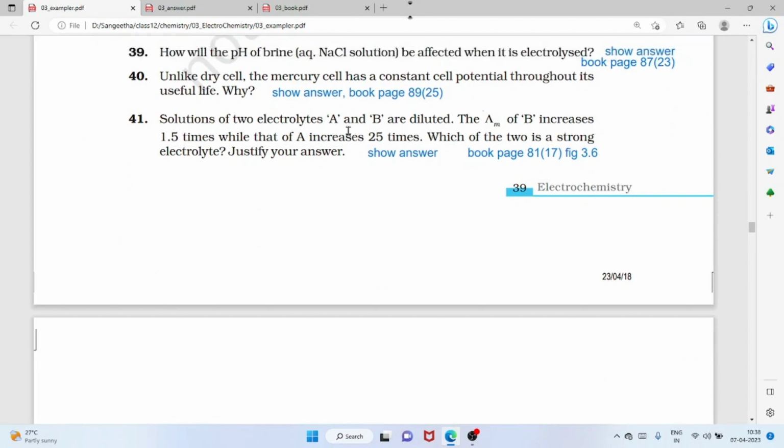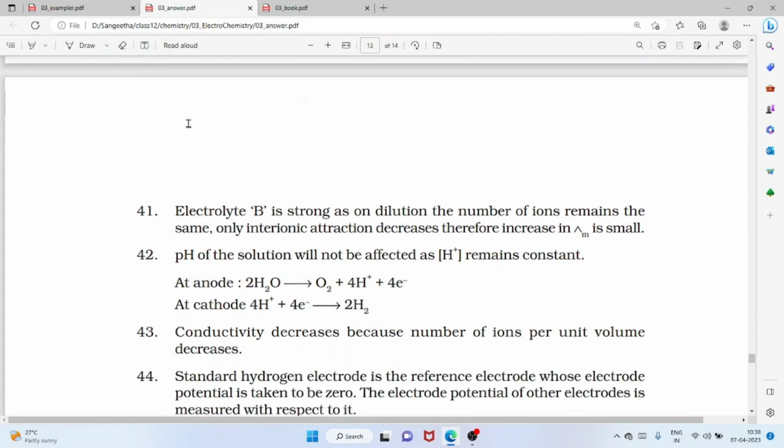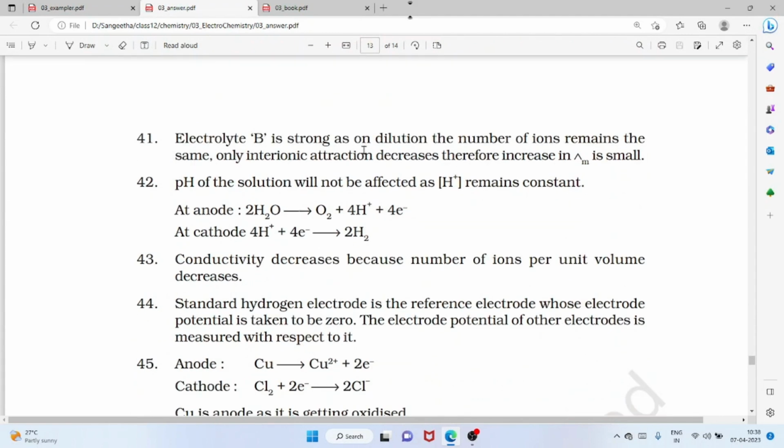Solutions of two electrolytes A and B are diluted. The molar conductivity of B increases 1.5 times, but A increases 20%. Which of the two is the strong electrolyte? Justify your answer. Here B is the strong electrolyte, as on dilution the number of ions remains the same. Only interionic attraction decreases, therefore the increase in molar conductivity is small. For B the increase in molar conductivity is less.